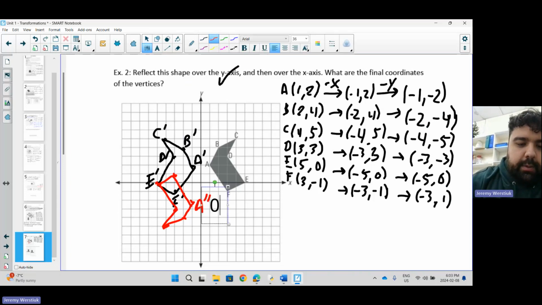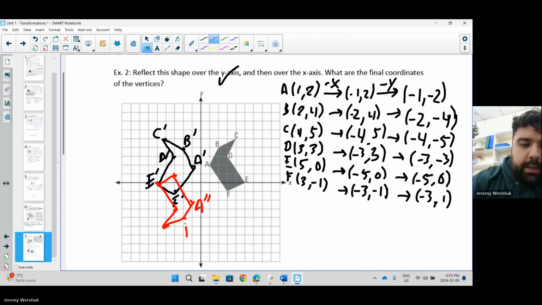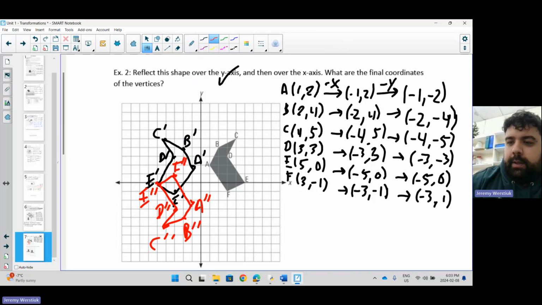So I'll call that my A double prime, B double prime, E double prime, F double prime. And so these right here are the final coordinates of the vertices. So we're all good on example 2.